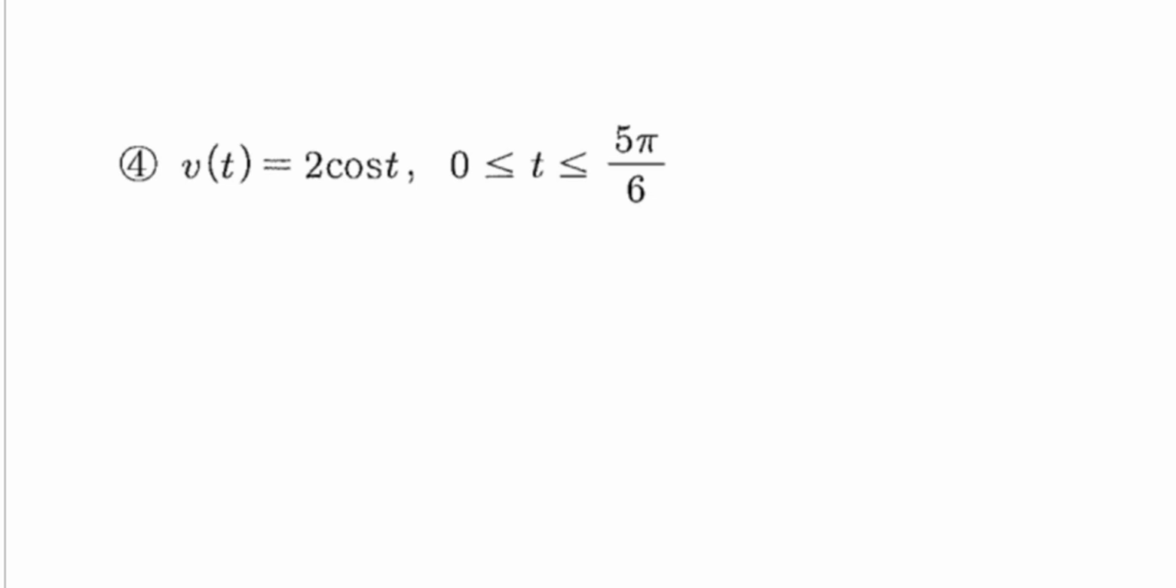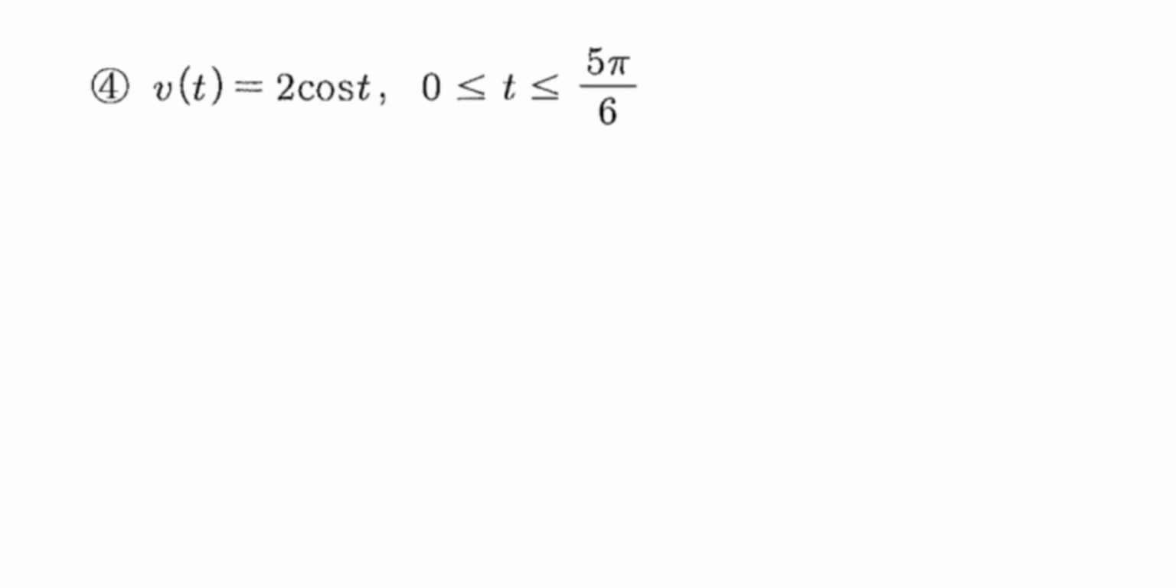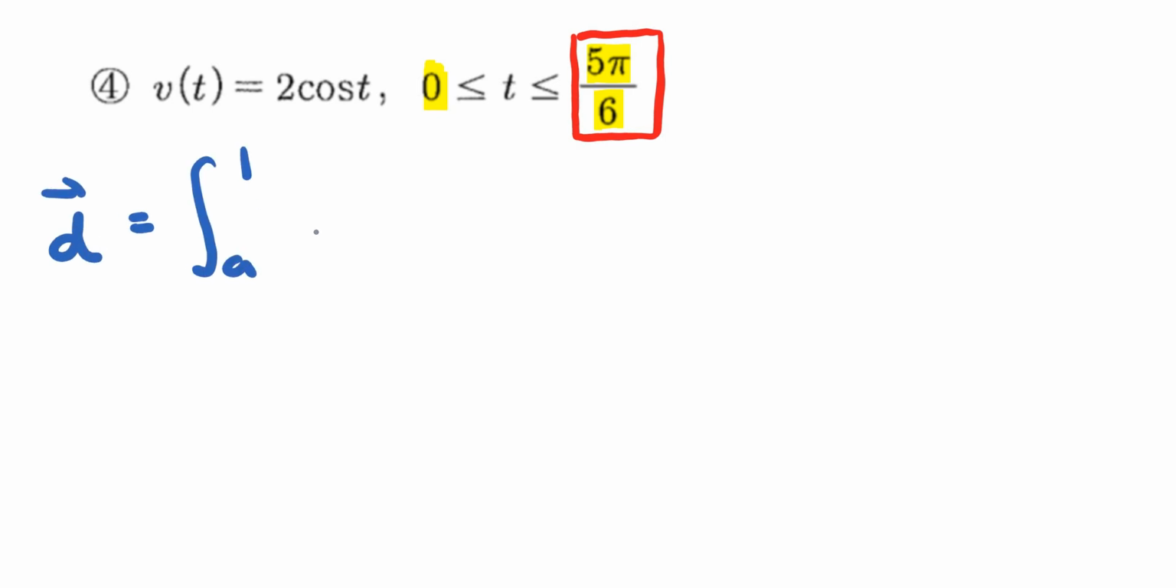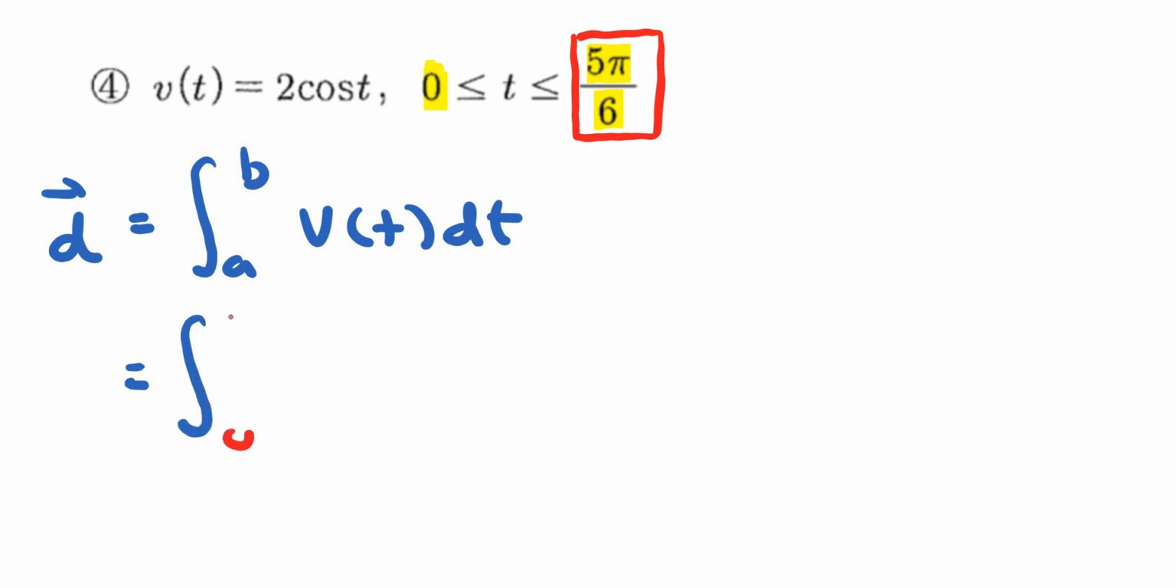Same question here. We need to find the displacement and the distance traveled given the time interval from 0 to 5 pi over 6. As soon as you see the 5 pi over 6, make sure your calculator is in radian mode. The displacement is d hat equals the integral from a to b of your velocity function dt. There's your displacement formula, and we're just inputting the numbers in here. Our lower bound is 0, our upper bound is 5 pi over 6, and our velocity function is 2 cos t, and we are integrating with respect to time.